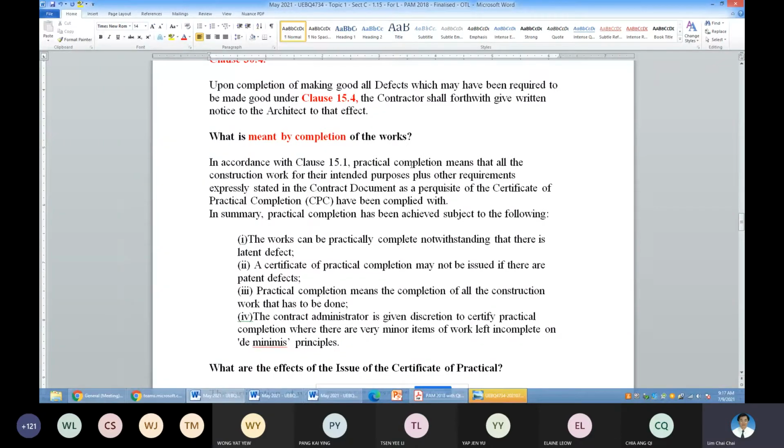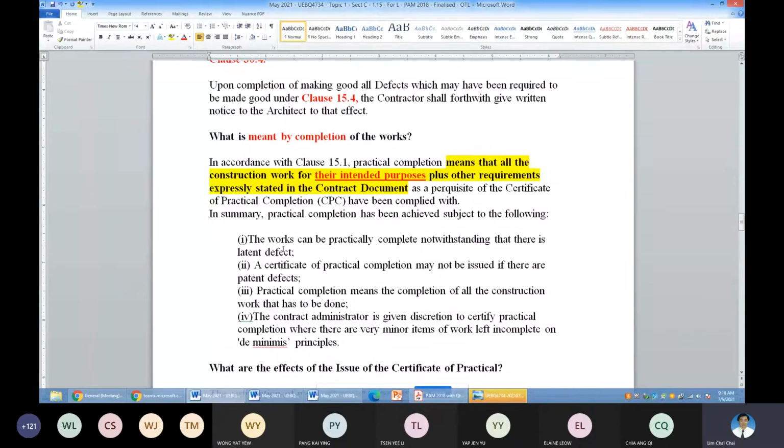Completion means all the works for the intended purpose expressly stated in the contract. So who determines this? It is the architect and not the employer. How to really interpret correctly the intended purposes is a good area for dispute. So if it's ready under this state, then the certificate of practical completion can be issued.